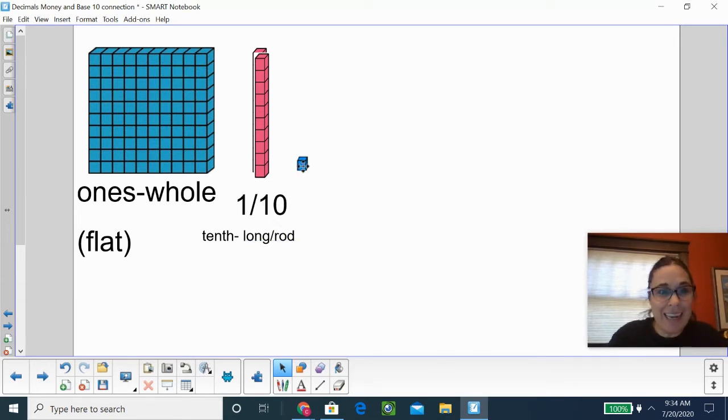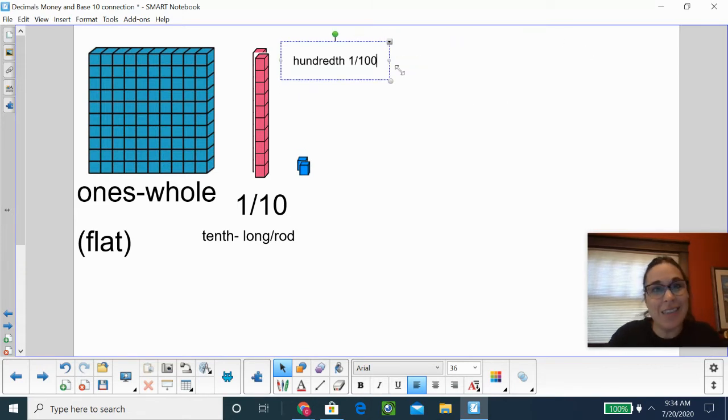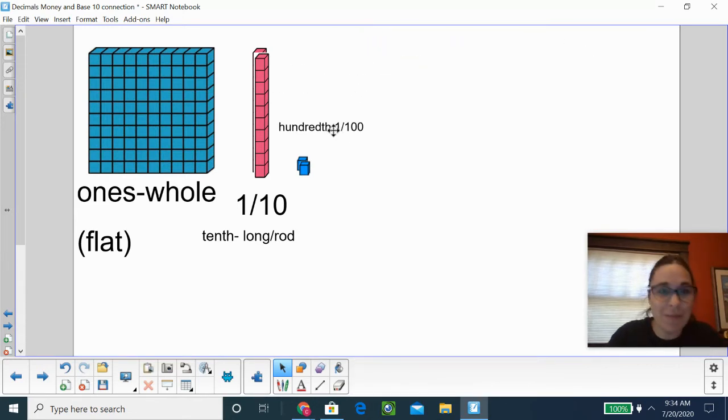Now we have these tiny little ones here. How many of these would I need to cover a whole? 100. So this is called a hundredth. And the value of that is 1/100th. Now sometimes I call these little cubies, just a warning, I'm referring to these tiny cubes. It's the value of 1/100th of this whole.